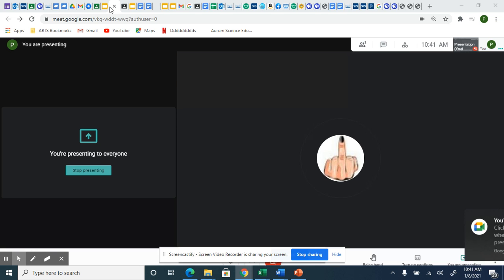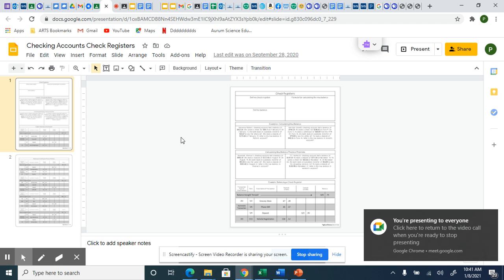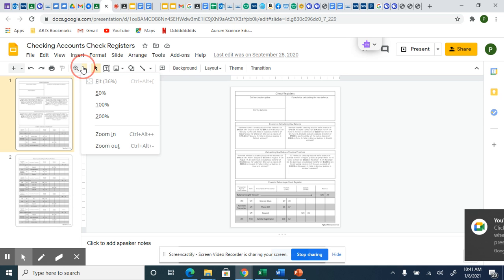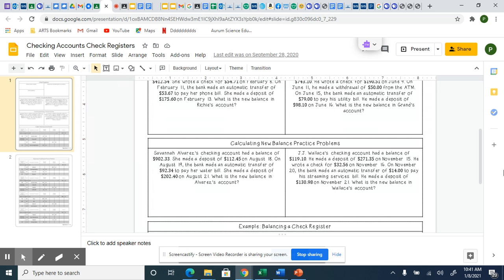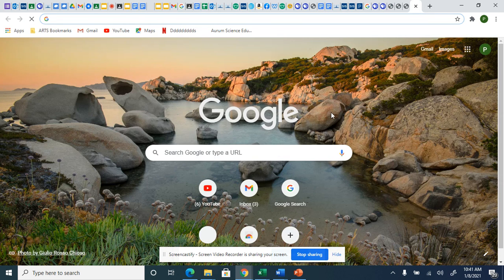Okay, so today is check registers, and here we go. So let's make it larger, go up. All right, so we've got to define check register.